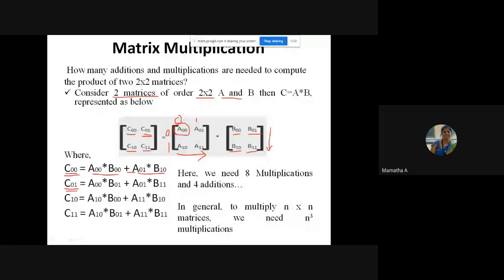First row and the second column. Yes, first row and the second column. Tejas, can you answer me? A00 into... Okay, can someone answer me?